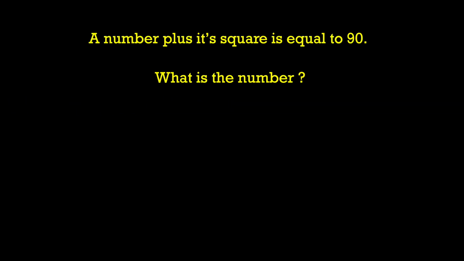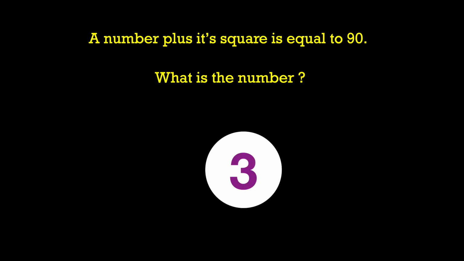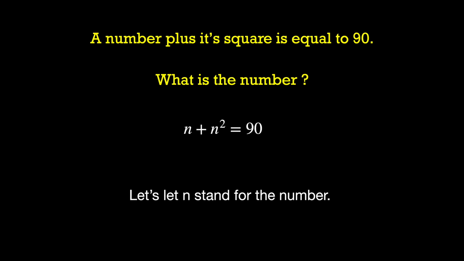A number plus its square is equal to 90. What is the number? I'll solve this problem in 3, 2, 1. Let's let n stand for the number. Then we have n plus n squared is equal to 90.